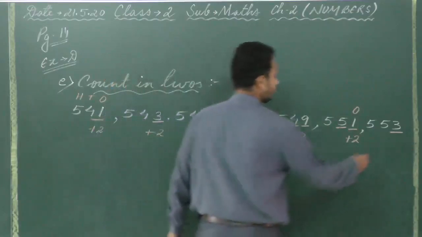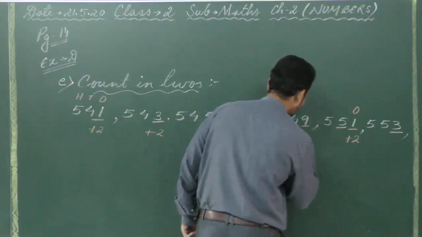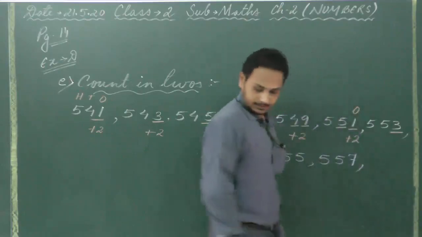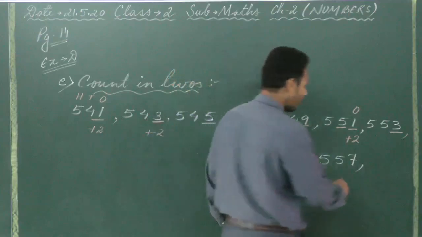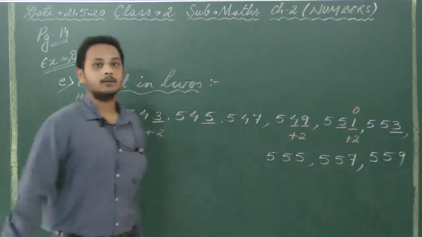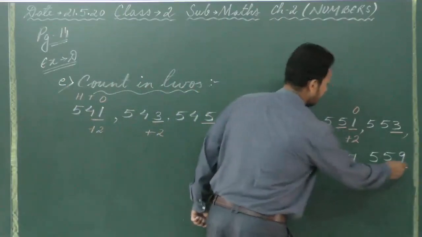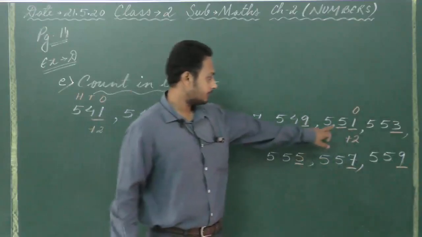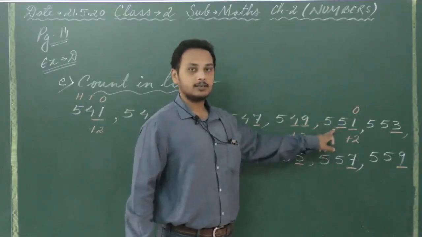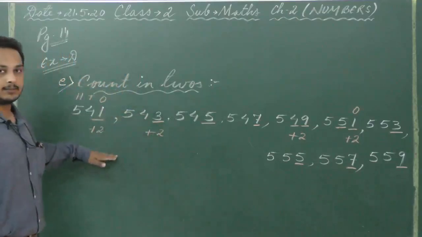Then the next number after this is 555. Then we have 557, and the last number is already given in your book, that is 559. Okay, so the numbers that are in the ones place, they have changed except over here. Okay, from 49 we got 51, so the tens place also has changed. Okay, I hope you have understood this.